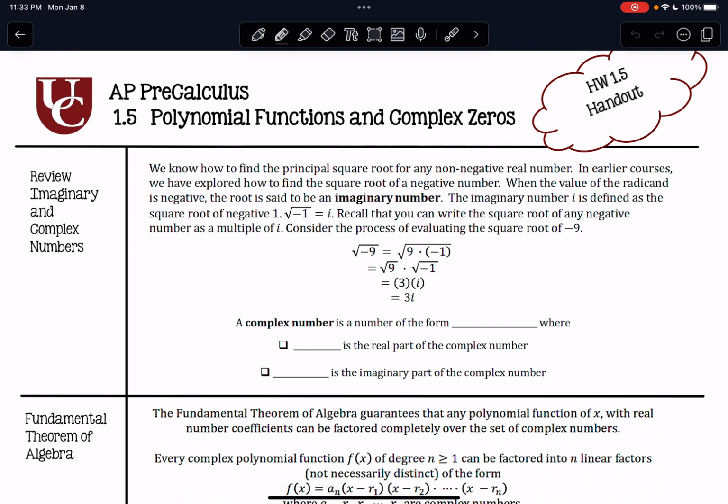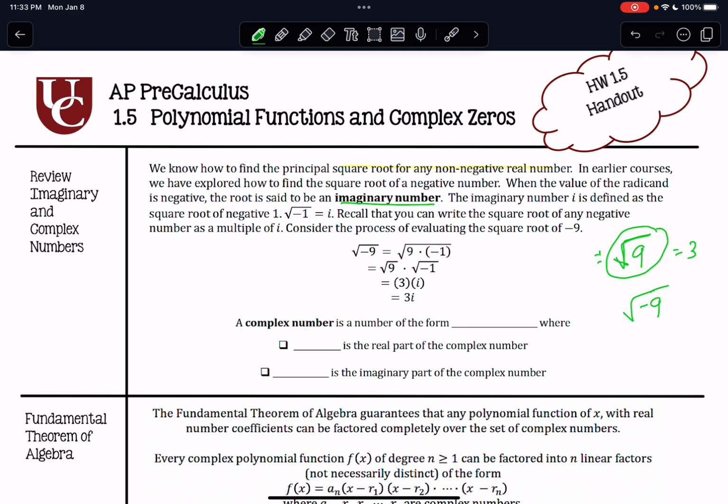So we start out talking about the principal square root of any non-negative real number. If you just have the square root of 9, that's 3. That's called a principal square root, when you don't have to worry about a sign in front or after, and it's just telling you, hey, take the square root of 9. When the value of the radicand is negative, it's said to be an imaginary number. So if you had the square root of -9, that's an imaginary number.